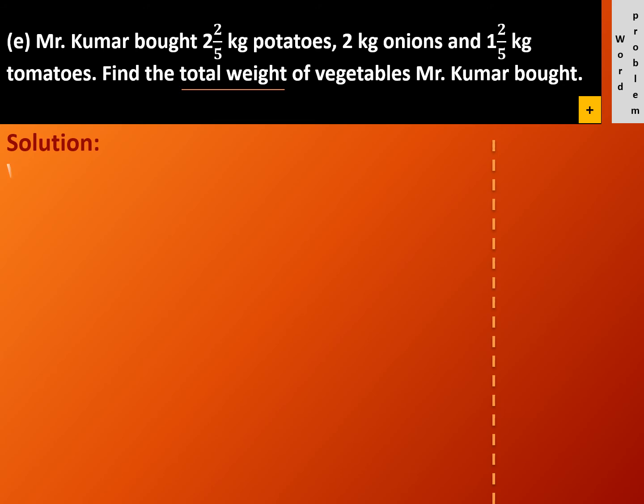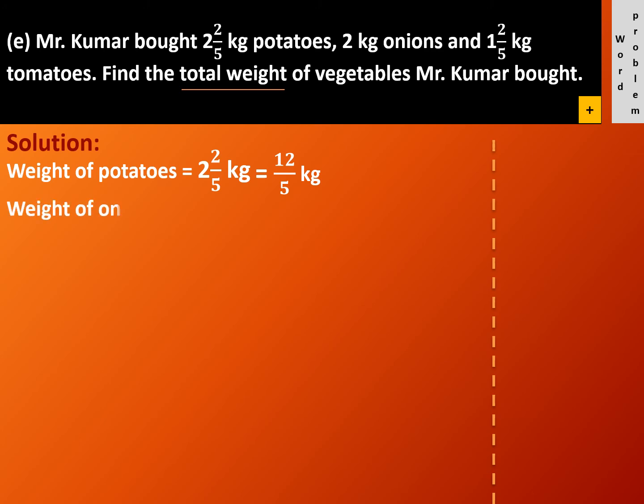So the first statement is: weight of potatoes is equal to 2 2/5 kilograms. Let me convert it into an improper fraction. 5 2s are 10, and 10 plus 2 is 12. So the fraction is 12/5 kilograms. Then the second statement is: weight of onions is equal to 2 kilograms. The third statement is: weight of tomatoes is equal to 1 2/5 kilograms.